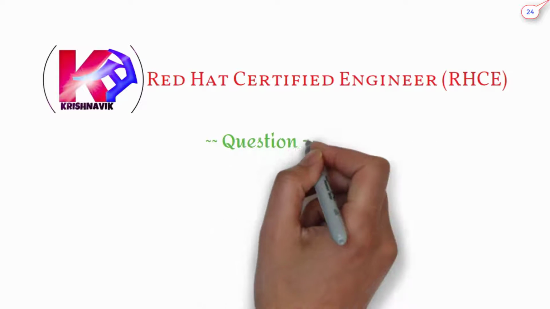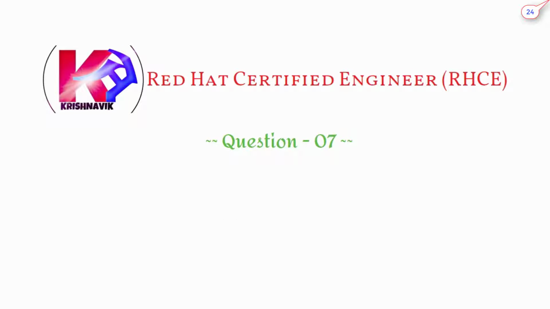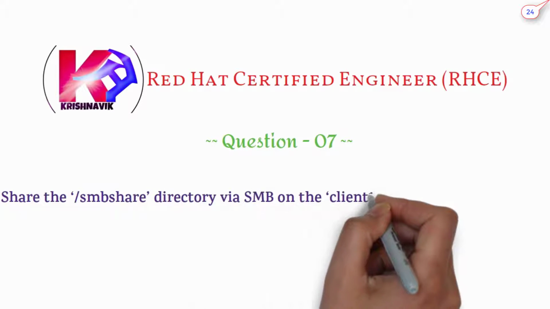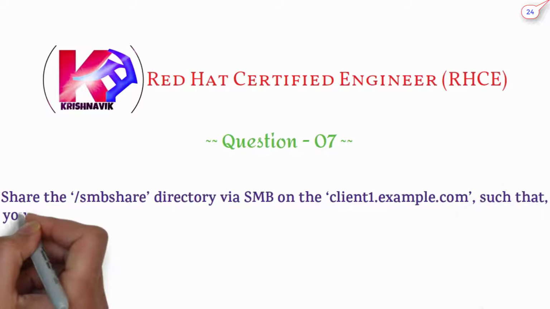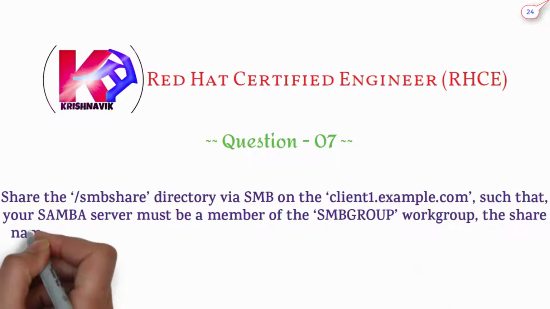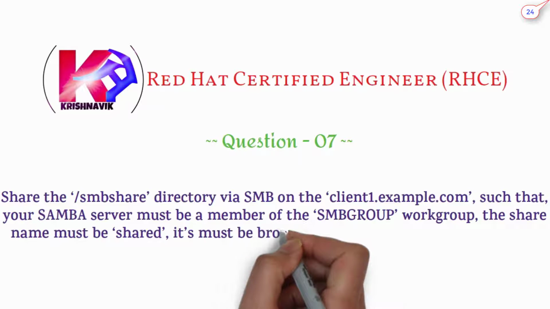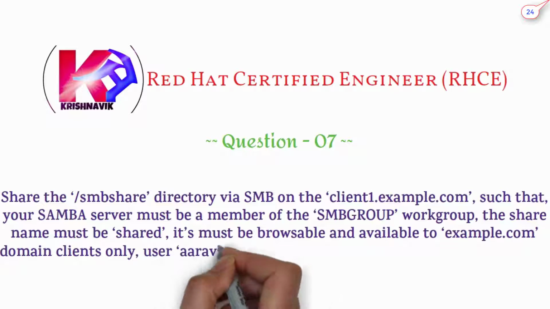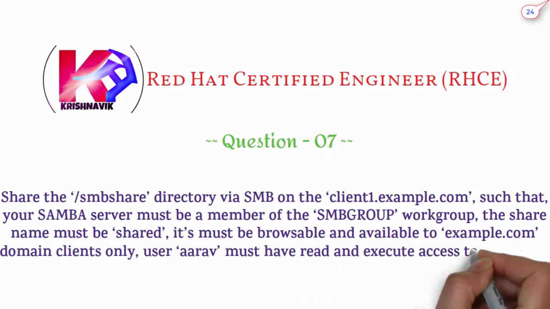Today's RHCE exam question is: share the SMB shared directory via SMB on the client1.example.com such that your Samba server must be a member of the SMB group or workgroup. The share name must be shared. It must be browsable and available to example.com domain clients only. User Arab must have read and execute access to the share.